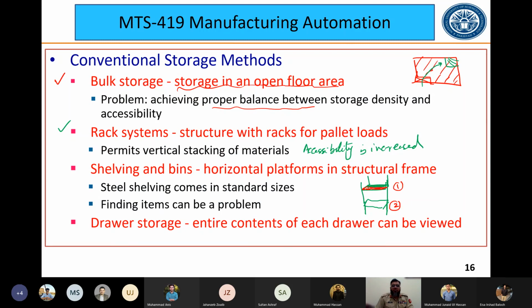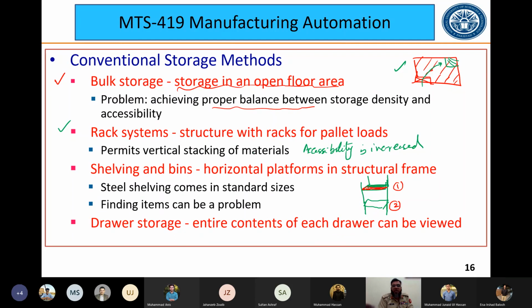So bulk storage in an open area. Problem क्या है? Achieving proper balance between storage density and accessibility. ये देखिए, ये वही वाली डायग्राम यहाँ पे आपको फिर नजर आ रही है कि एक कमरा है जिसके अंदर this is the door and you are placing something here in this corner, so you will have a problem in accessibility.